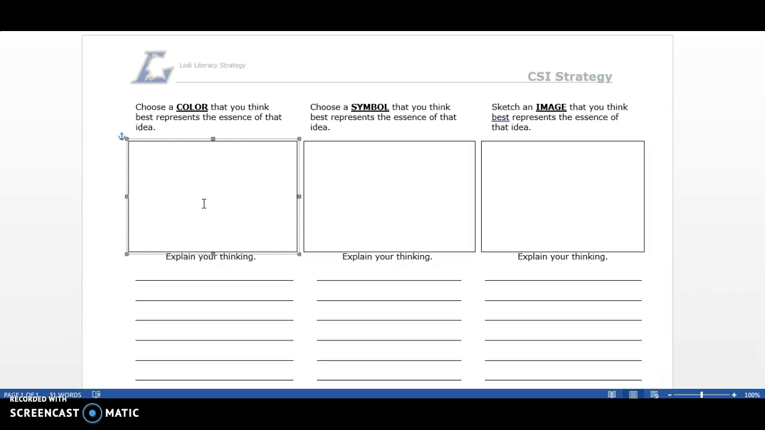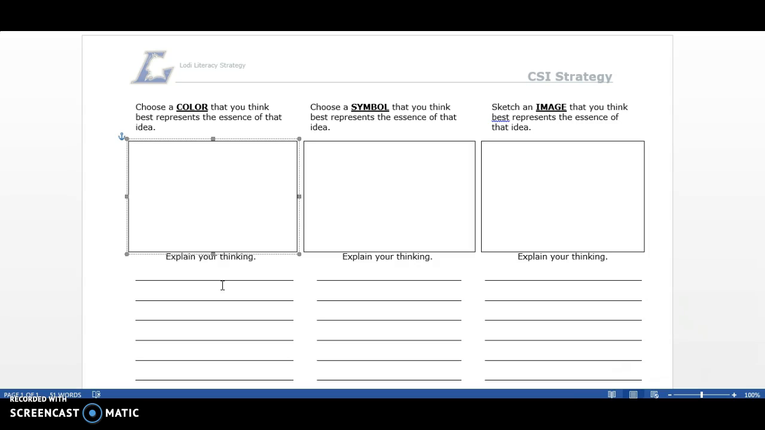So if the concept was H2O, the color that I would associate with that is blue, and for explain your thinking: H2O is the formula for water, and water is blue, and then the definition of H2O would be 2 hydrogen and 1 oxygen, and that's what I need to remember as far as the content is concerned, for a science example. So that is CSI.